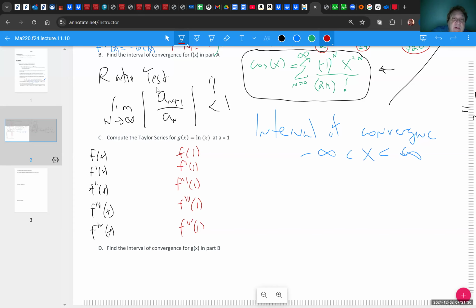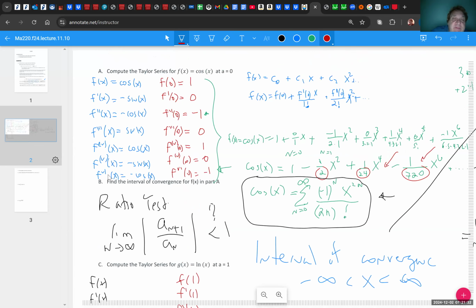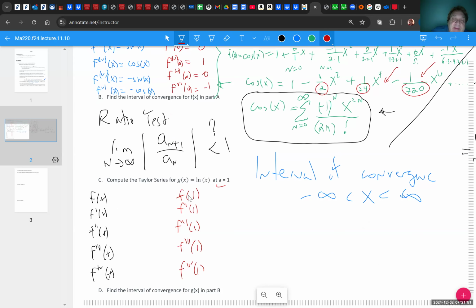So up here, we found each of the derivatives, which was, of course, an equation. And then we plugged in the value we're centered at, which was 0 in our first case, right? And in this case, we're not centering at 0, we're centering at 1. So like in example A, we find all the derivatives, and then we plug in the center point, which is going to be 1. So here's all the derivatives, and we're plugging in the center point of 1. So the original function is just ln x.